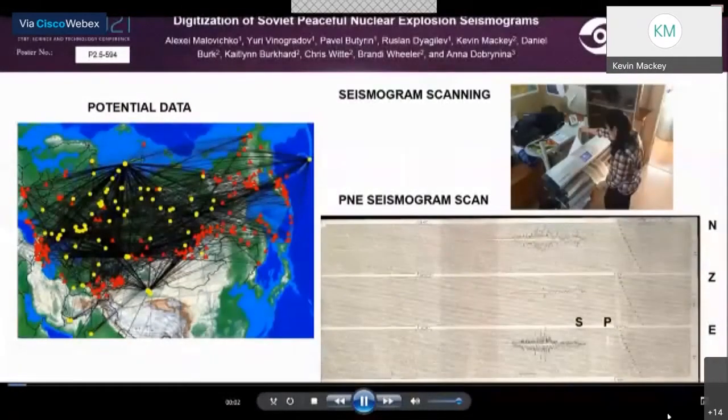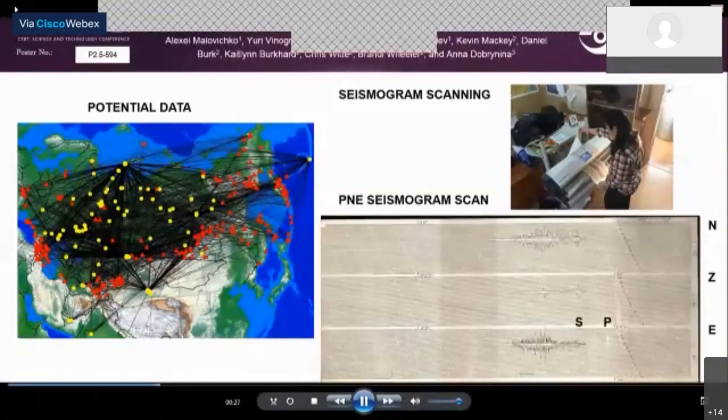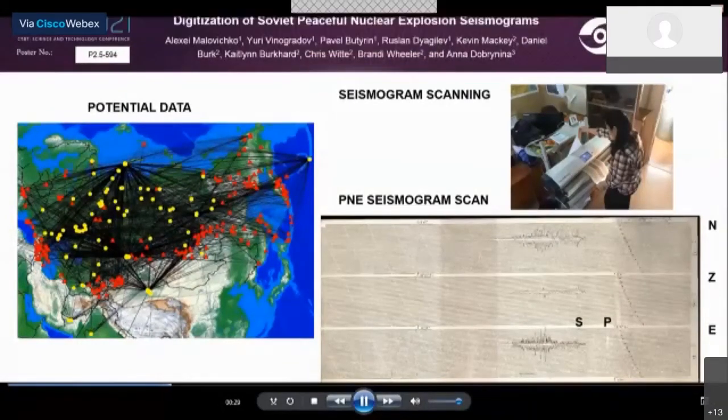The Geophysical Survey of the Russian Academy of Sciences and Michigan State University are working to recover, preserve, scan, and digitize the historic seismograms of Soviet peaceful nuclear explosions, or PNEs. The Soviet Union detonated 122 PNEs from the mid-1960s through the late 1980s. The PNEs were conducted in a wide range of geologic settings and geographic locations. Thus, they represent a unique data set for geophysical studies.